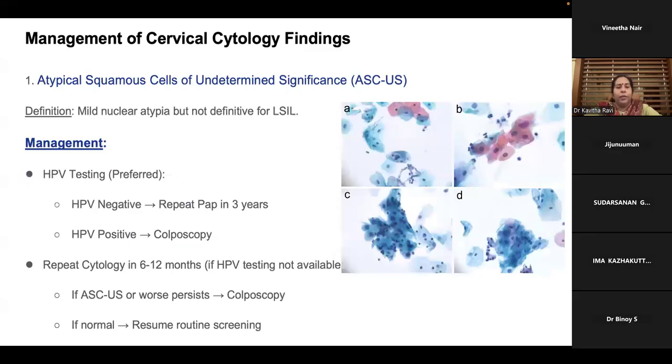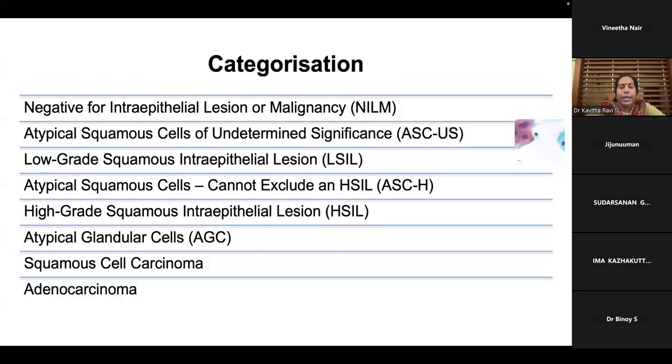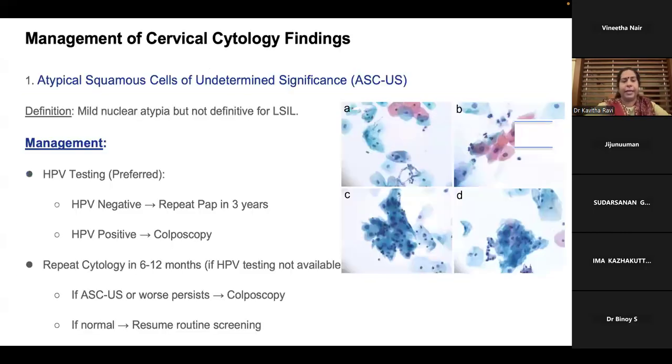So let me just quickly go through the important entities. So NILM, I told you, is usually just an inflammatory smear, or maybe you find a trichomonas, or maybe you find a candida or a bacterial vaginosis. Anything can come under this NILM.